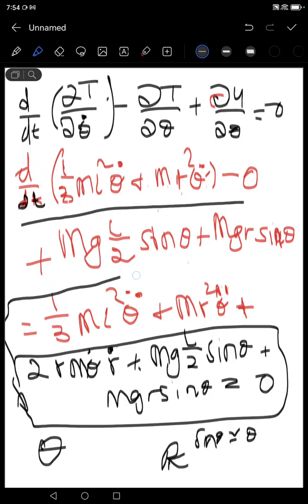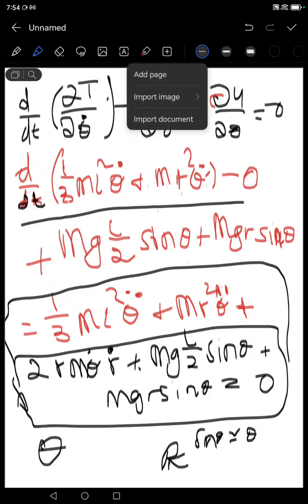It is 1/3 ml squared theta double dot plus mr squared theta double dot plus 2r m theta dot r dot plus mgl over 2 sine theta plus mgr sine theta. Okay, this is our first equation with respect to theta. And now let's do the one for the generalized coordinate r.